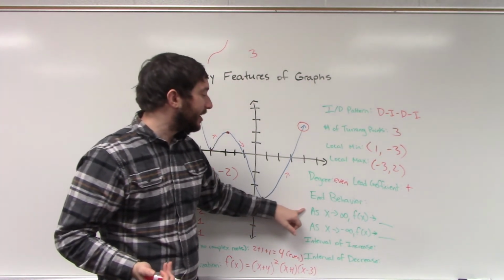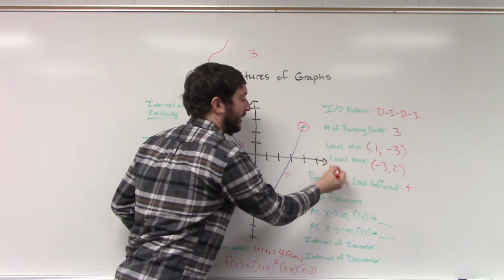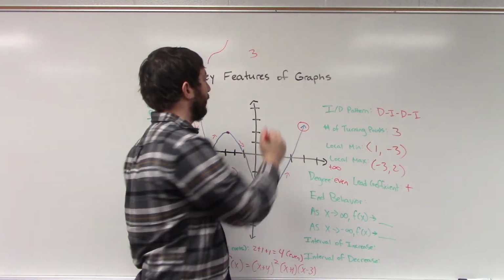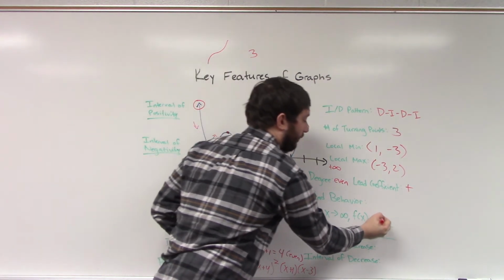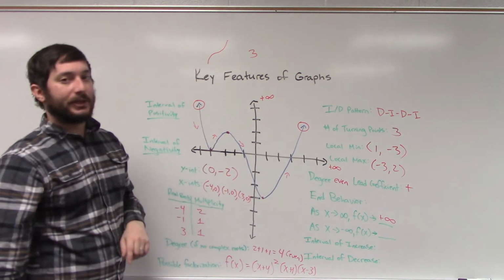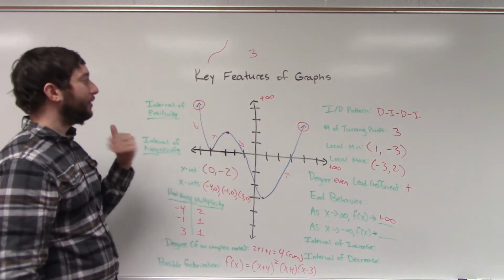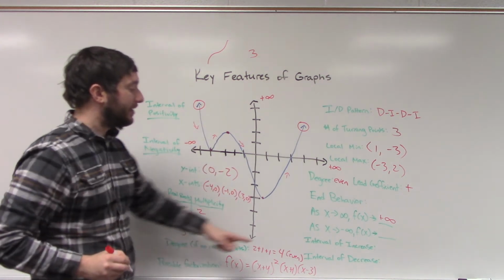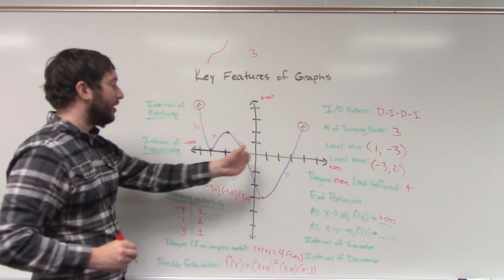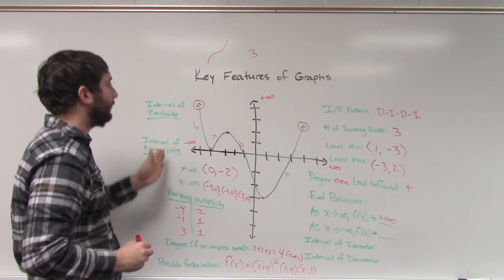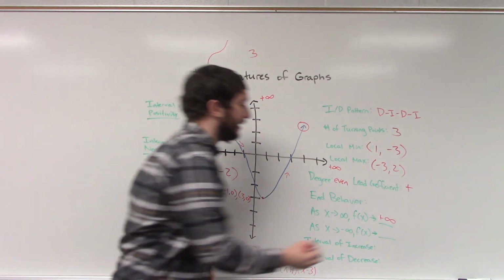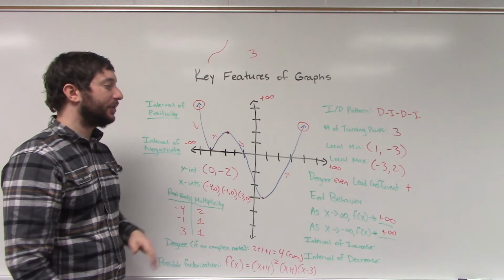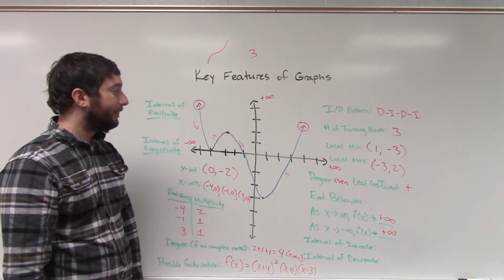Notice, as x heads towards positive infinity, as we go towards the right side of the page, where does the graph go? It goes up towards positive infinity. And since the degree is even, the other end behavior should be the same, and it is. As we go towards the left, as x approaches negative infinity along the x-axis, what does the graph do? It goes up again towards positive infinity. Same end behavior because the degree is even, and the lead coefficient is positive, so they're heading towards positive infinity.